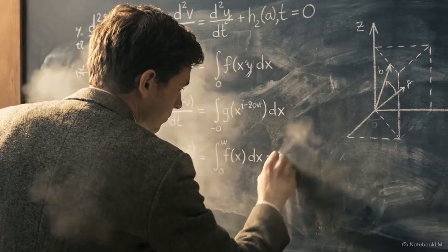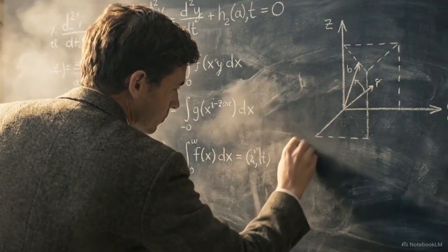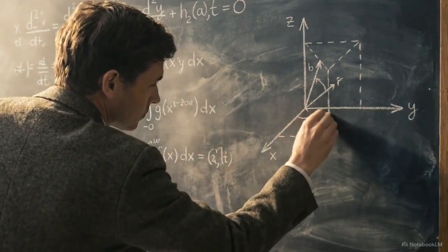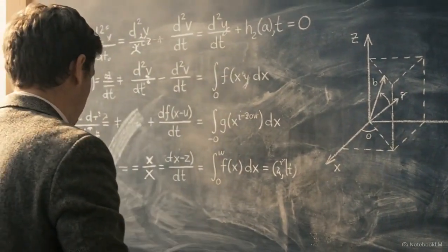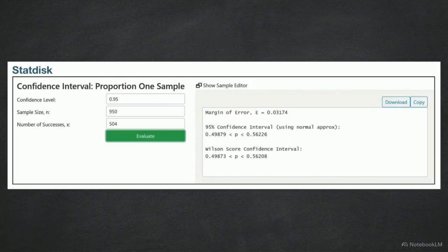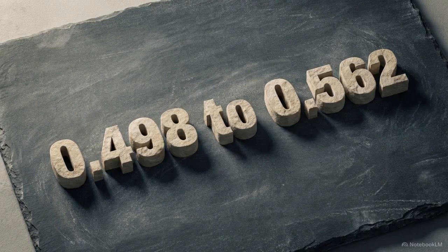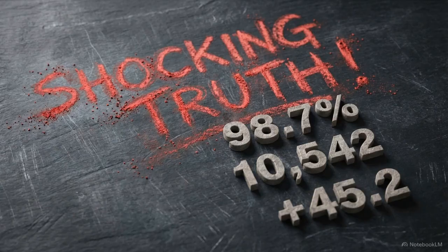While understanding this manual derivation is important, modern researchers rely heavily on computer technology to execute these complex algorithms instantly. This software display shows the automated output for our survey parameters, confirming the manually derived interval of 0.498 to 0.562. While deriving these limits is straightforward, the true vulnerability of a study often lies in how those results are interpreted.